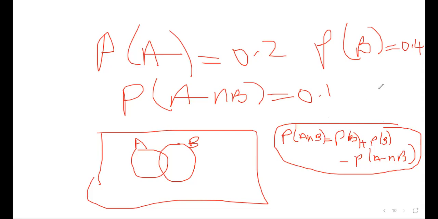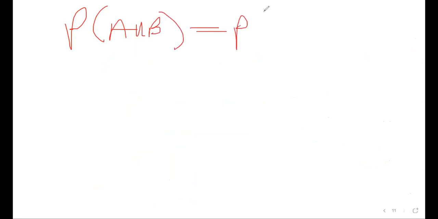Sorry to disturb. We can't see the formula. Are you able to do it on a bigger space? Okay, so we are simply saying probability of A union B. Okay, you're able to see now? All together. Yeah.